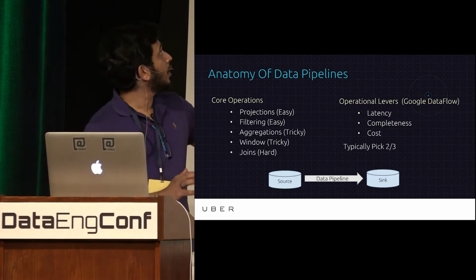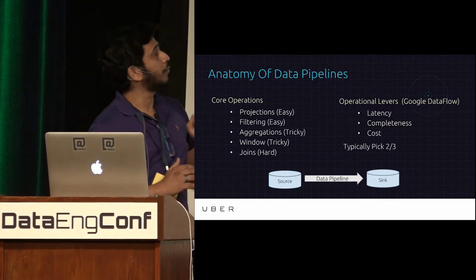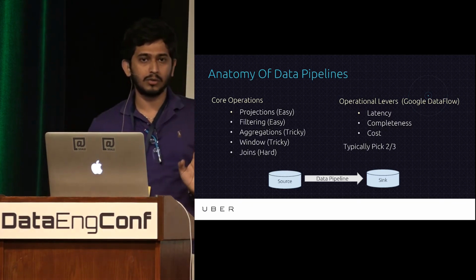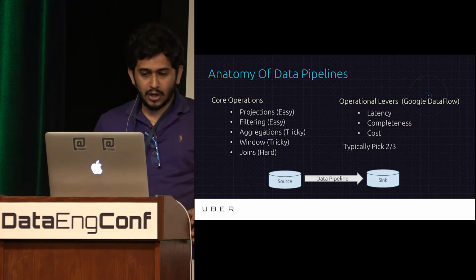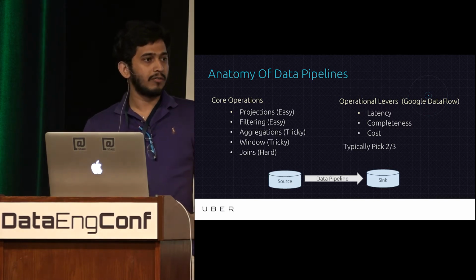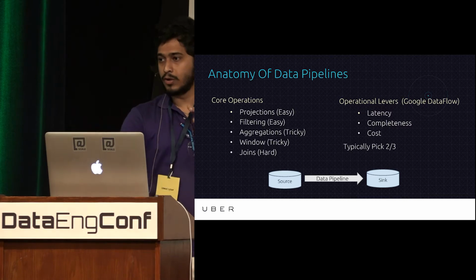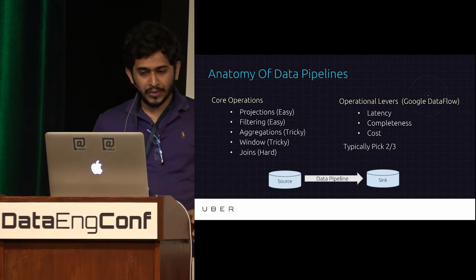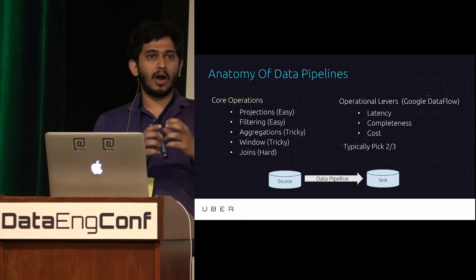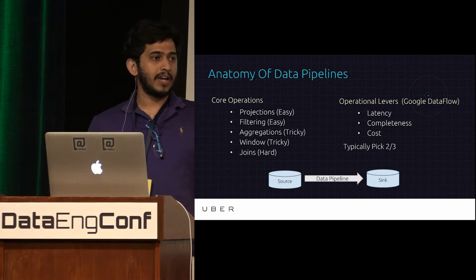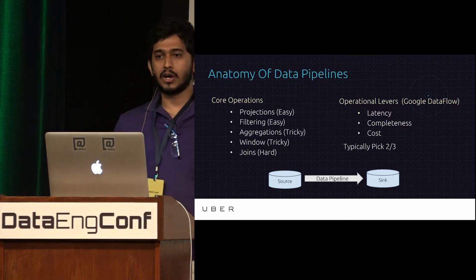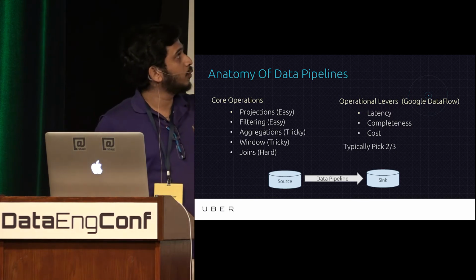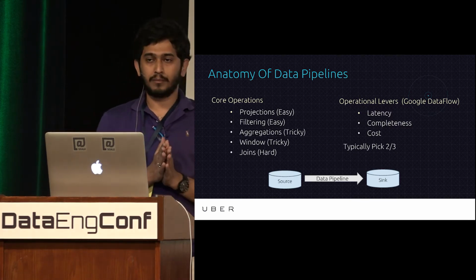Ultimately, what you will do is a combination of these operations. Projections and filtering are very, very easy. Any engine can do this really well, as row-based transformations. Aggregations and windowing are a little bit tricky, where it needs some stateful processing in terms of window lengths and whatnot. And when you join a lot of these individual tables, things start to get really hard, right? And operationally, you have essentially these levers for a data pipeline.